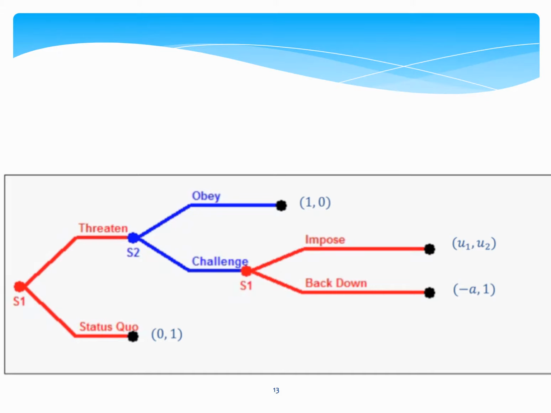And to calculate the utilities here, we need to know the probabilities of actions that players will choose strategically. So here, if S1 threatens economic sanctions and S2, the target state, obeys, then the game ends, and S1 gets the most of the payoff. And if the sender state S1 chooses the status quo, then the game ends, and the second player S2 gets 1, and the sender gets 0.